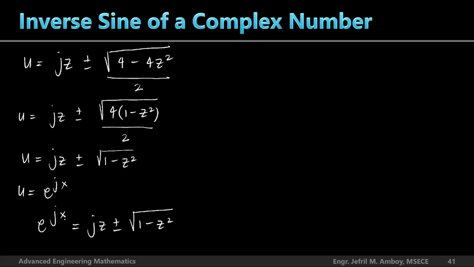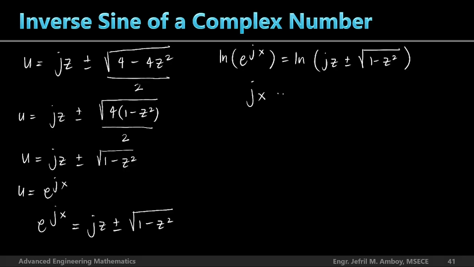So para ma-solve natin itong x na ito, anong pwede kong gawin? I can take the ln of both sides, right? So taking the ln of both sides, ln of e raised to jx is equal to ln of jz plus minus the square root of 1 minus z squared. Okay? Now, simplifying this will give me jx ln of e, kung saan yung ln ng e ay equal sa 1. So, ang matitira na lang dito, jx is equal to ln of jz plus minus the square root of 1 minus z squared. O, diba?